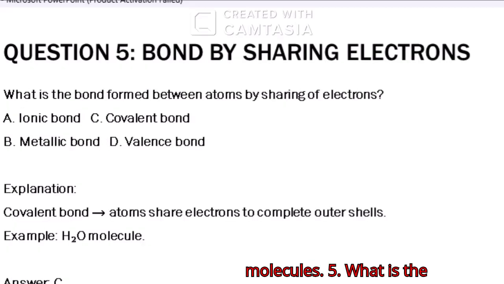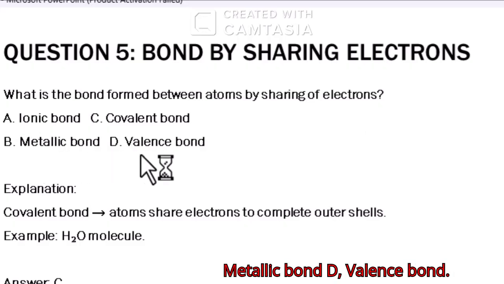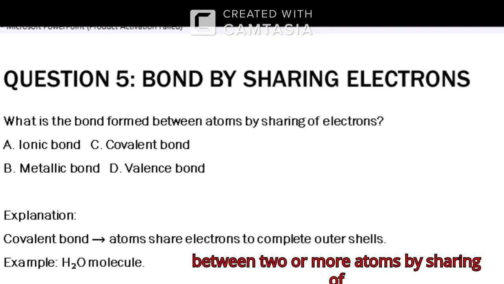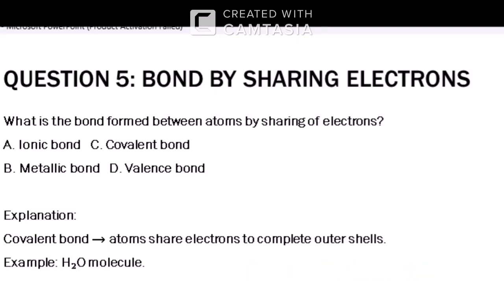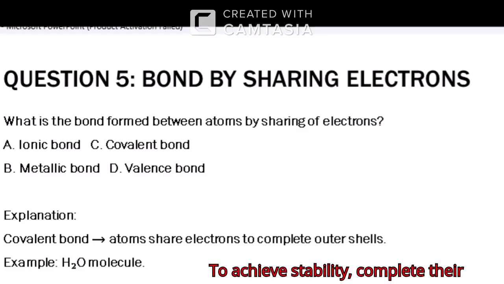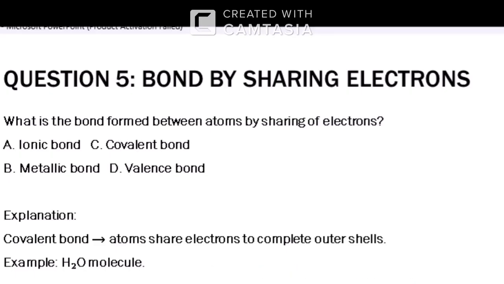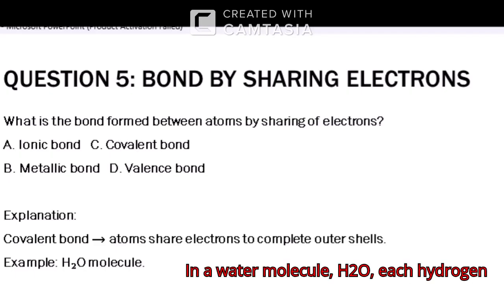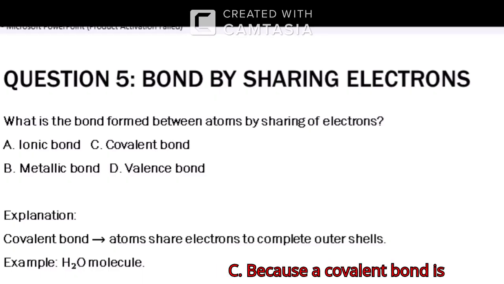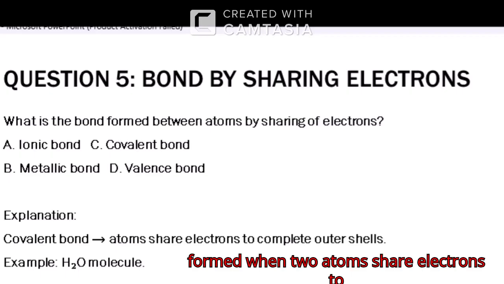5. What is the bond formed between two or more atoms by sharing of electrons? A. Ionic bond. B. Metallic bond. C. Covalent bond. D. Valence bond. The question is about the bond formed between two or more atoms by sharing of electrons. Covalent bond: formed when two atoms share electrons. Purpose: to achieve stability, complete their outer electron shells. Example: in a water molecule, H2O, each hydrogen shares electrons with oxygen to form covalent bonds. Correct answer is C. Because a covalent bond is formed when two atoms share electrons to achieve stability.